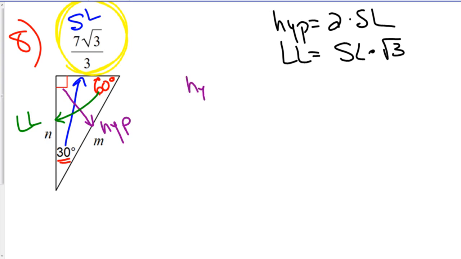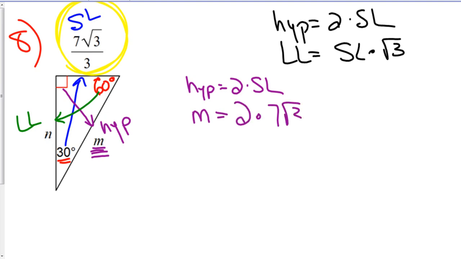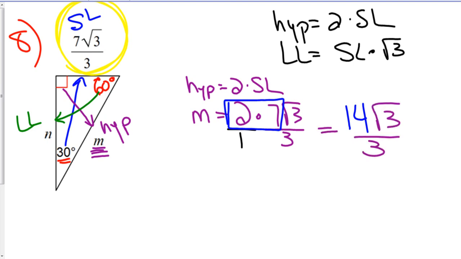So I'm going to do hypotenuse equals 2 times the short leg. The variable that I'm using for the hypotenuse is m. So it's m equals 2 times 7 radical 3 over 3. Now remember what I said about the last one, where you can write this over a 1 if you want to. Also, things on the outside can play together, things on the inside can play together, but if we've got one outside of the radical and one inside the radical, they're not allowed to play. So the 2 and the 7 are both outside of radicals. So I can multiply the 2 times the 7 and I'll get a 14, and the rest of it is just going to remain radical 3 over a 3. There's nothing else I can do with that.